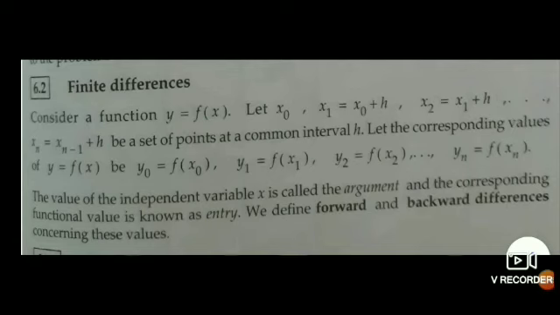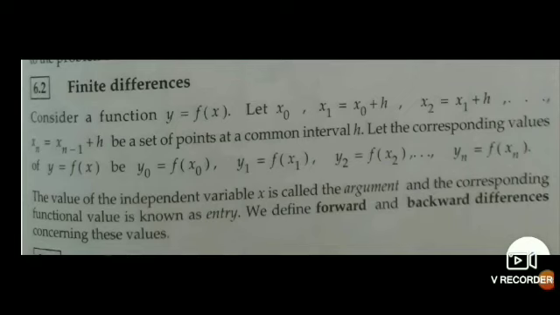Now let the corresponding values of y be y0, which is equal to f of x0, y1 which is equal to f of x1, y2 is equal to f of x2, etc. yn is equal to f of xn. That means corresponding to x values x0, x1, x2, etc. xn, we have y values y0, y1, y2, etc. yn. Now these x values we call the argument and the y values we call the entry.